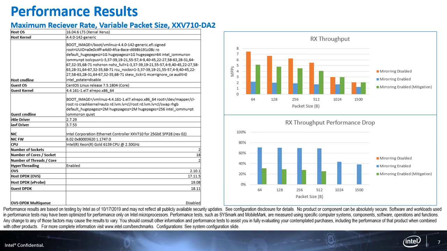Based upon the bottom right plot, we observe that in the default case, there is a 70% performance drop for most packet sizes. For the case where we introduce our design, we observe only about a 30% performance drop when mirroring is enabled.